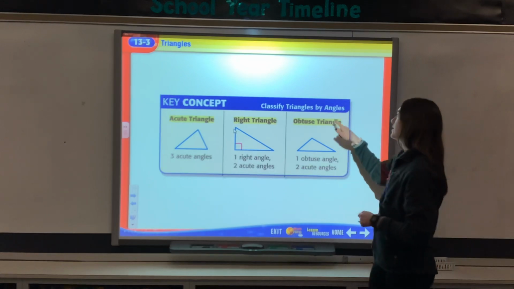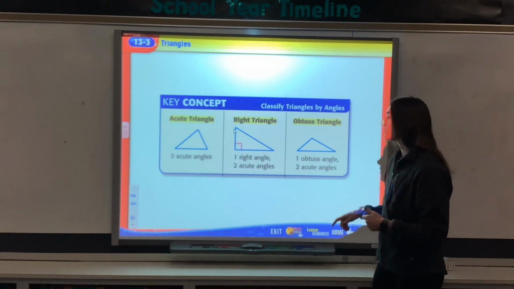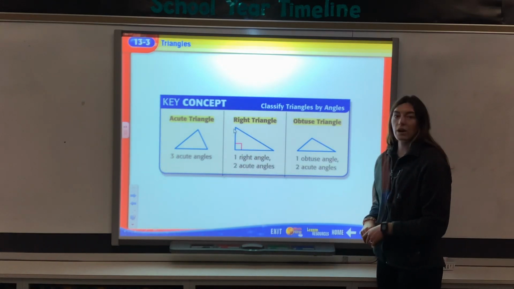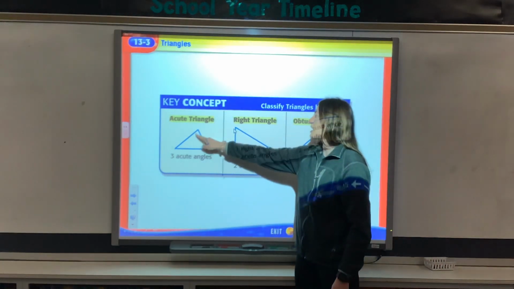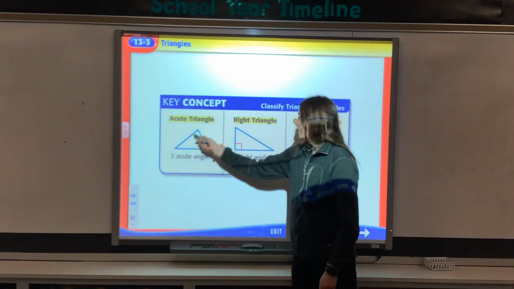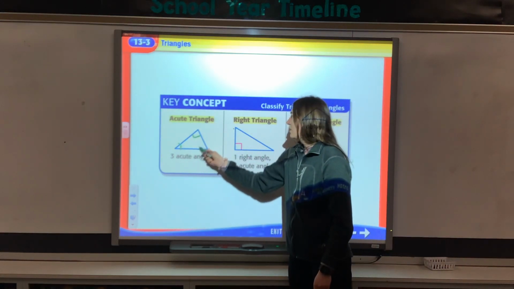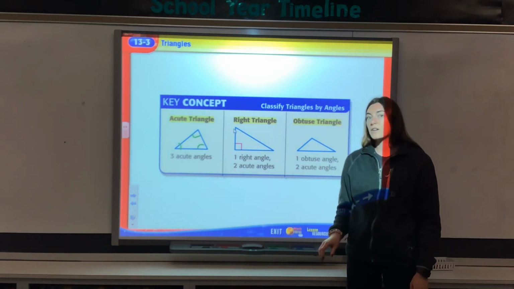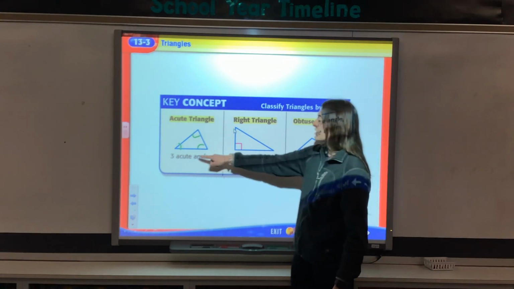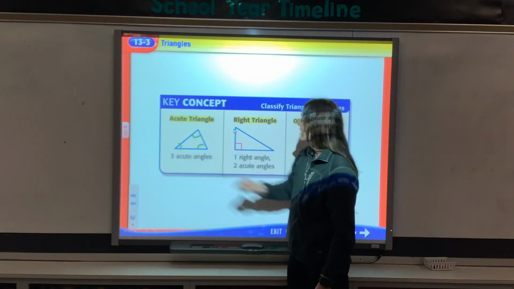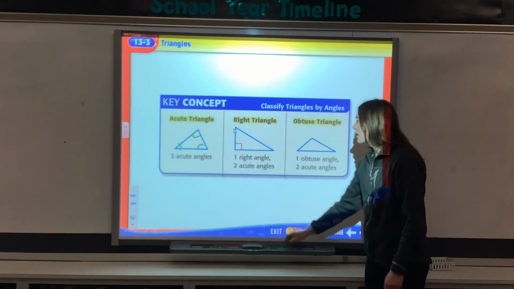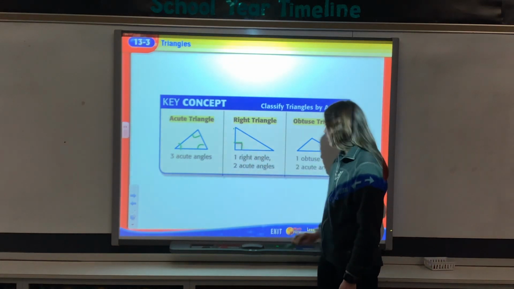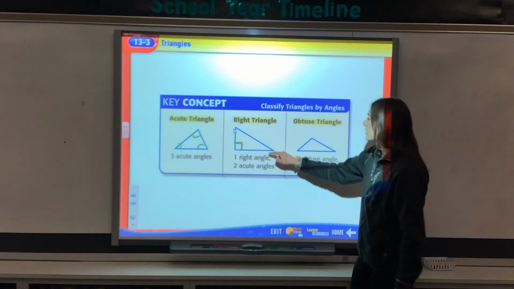All right, now we're going to classify our triangles by using angles. So we have first an acute triangle. An acute triangle consists of 3 angles. Here are our angles, and all of those angles are going to be under 90 degrees. That's what makes it acute, 3 acute angles. Then we have a right triangle. A right triangle will have 1 right angle and 2 acute angles.